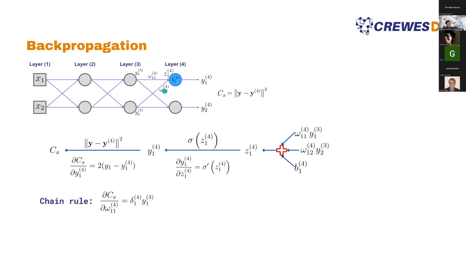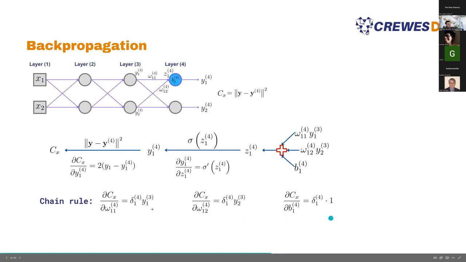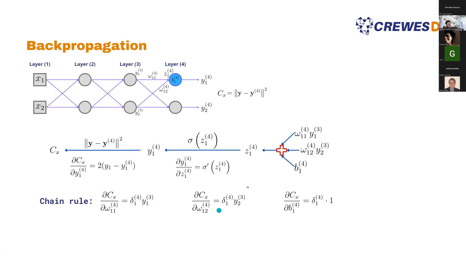Now, if you do it for the other weights and for the biases, you're going to have this equation. They're going to be very similar. You're going to use exactly the same deltas. The difference for this second weight here is going to be multiplying by this output. And for the bias, you're just going to be multiplying by 1. It's just going to be the delta.